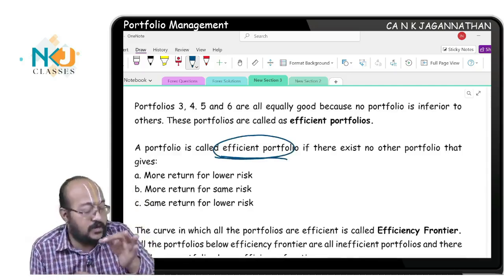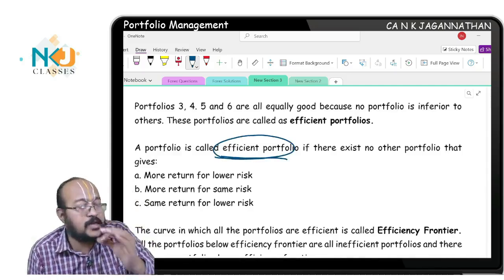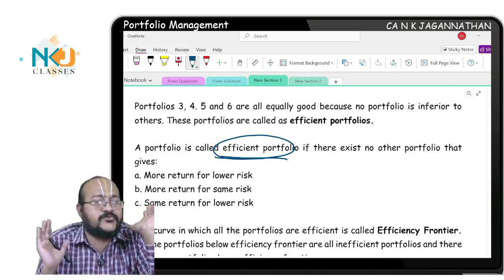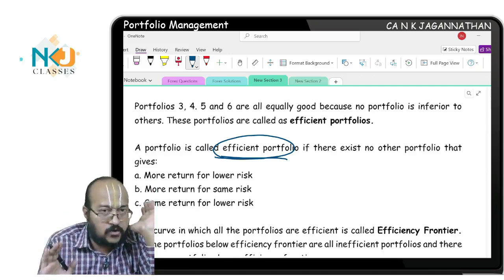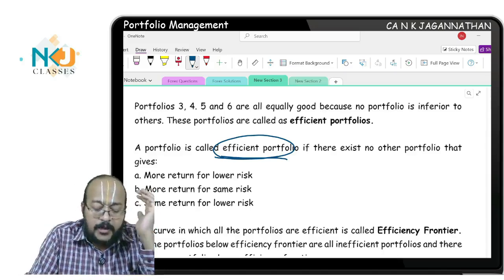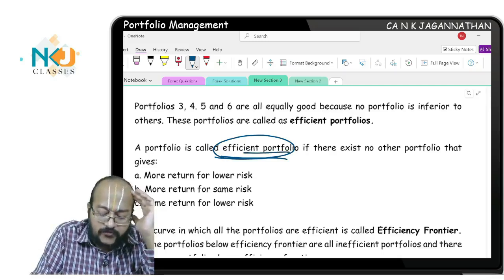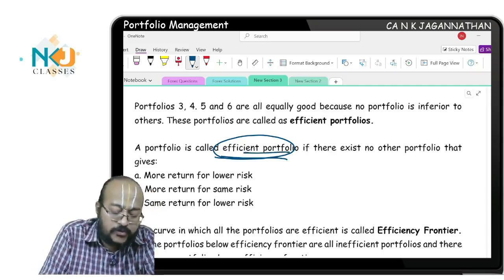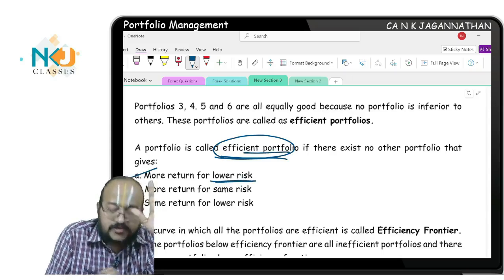What is this efficiency? I'll tell you. There have to be three conditions. If any of these three conditions is satisfied, this portfolio will become efficient. For example, a portfolio is called an efficient portfolio if there exists no other portfolio that gives more return for lower risk.